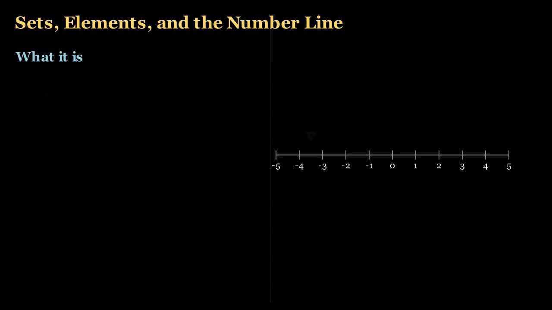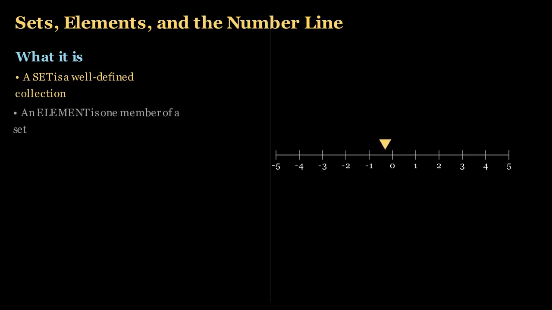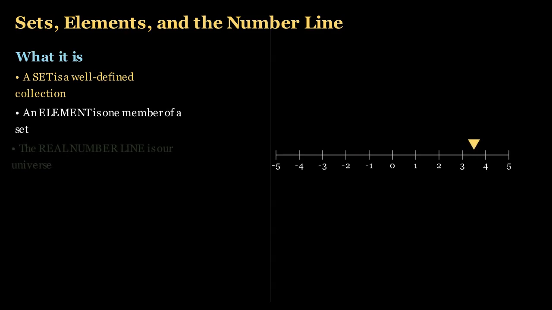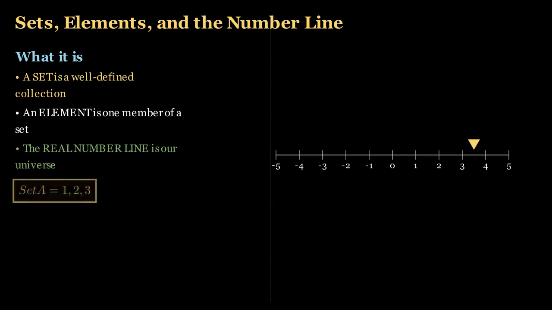Imagine you have a box of your favorite marbles. In mathematics, that box is what we call a set. A set is simply a collection of things, grouped together because they share some property or just because we decide to put them together. Each individual marble inside the box is called an element of the set.